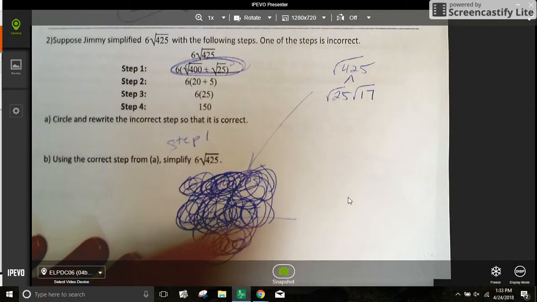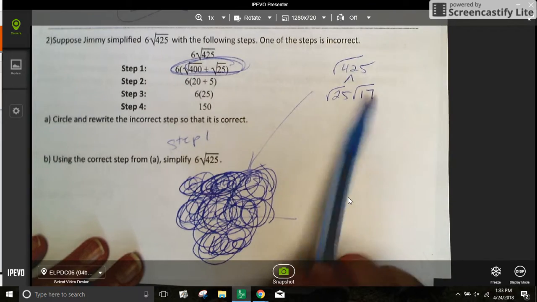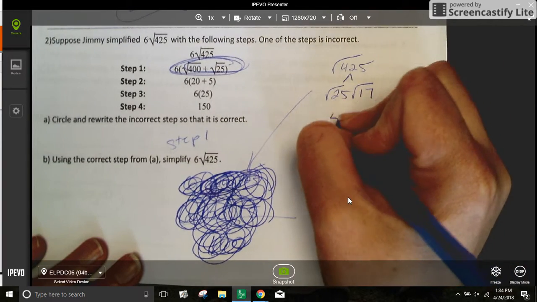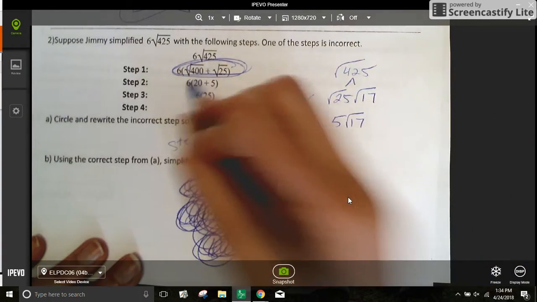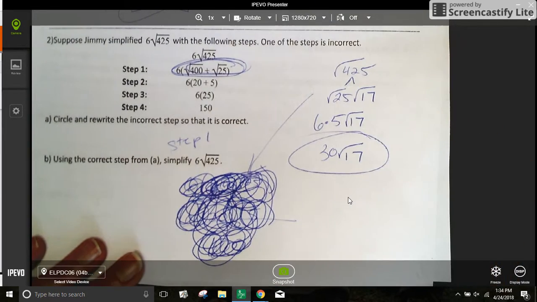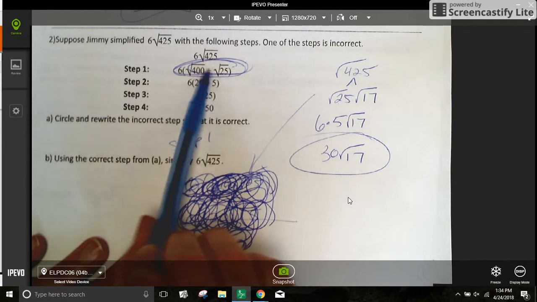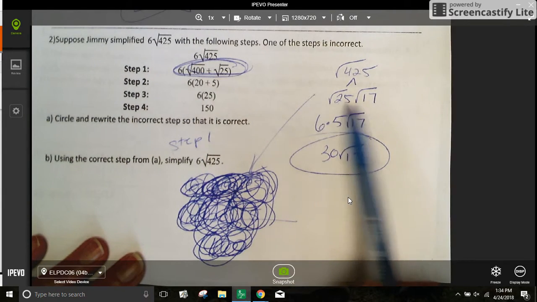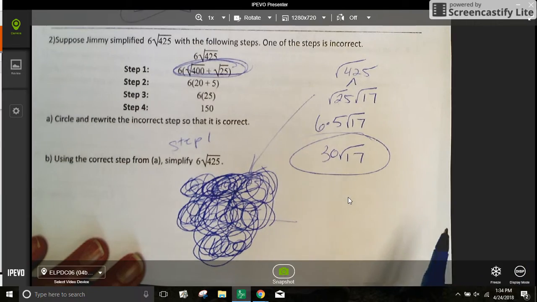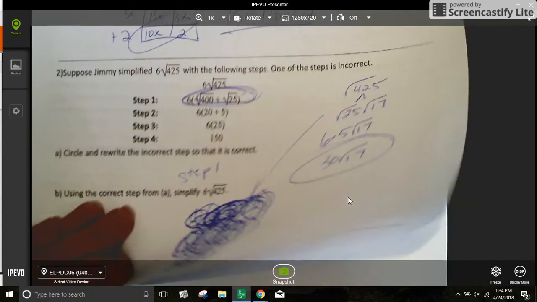So this is kind of the work for down here. Not what adds, you want to figure out what multiplies. So then the square root of 25 is 5, and they have the 6 on the outside here. So really the answer is 30 root 17. Once again, you don't want to be adding to split up a square root, you're multiplying to split up the square root. You could have also done the factor tree if you wanted to.